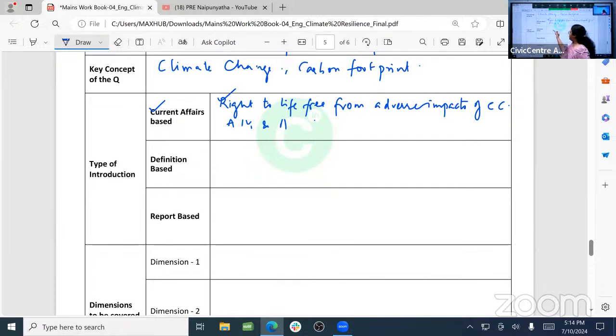Or you can write definitions. Definition of climate change. What is the definition of climate change?